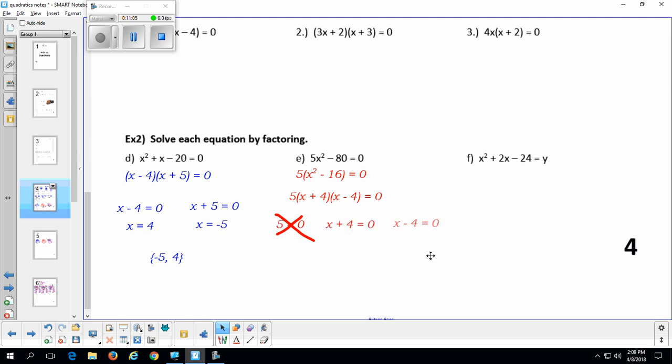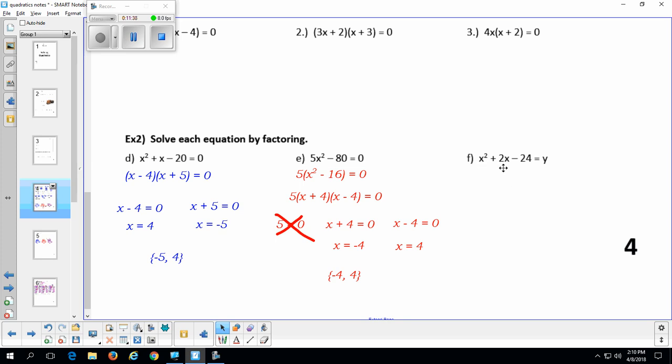The x plus 4 equals 0 and the x minus 4 equals 0. Let's focus on this first one. What would x have to be in this equation? Negative 4. And how about this one? Positive 4. So my two solutions, I'm ignoring the 5, and I'm just going to have negative 4 and positive 4 be my solutions. So that was kind of a weird one, but really you just ignore the 5, and then you do everything like you've normally done. And then F.